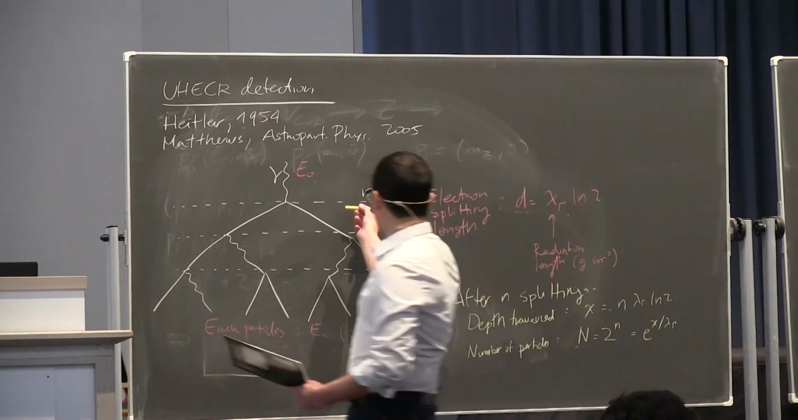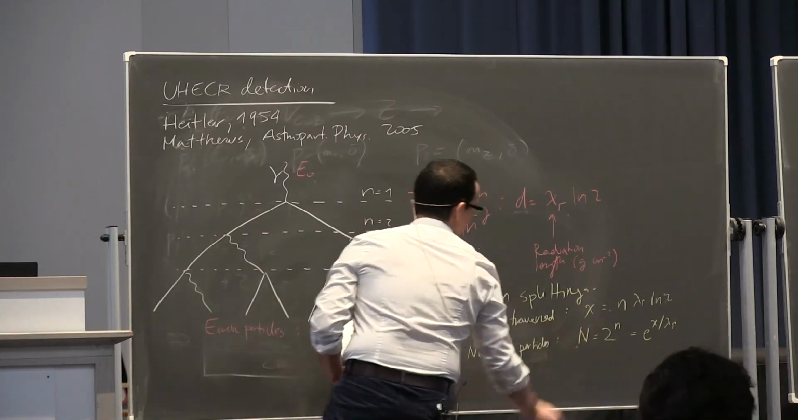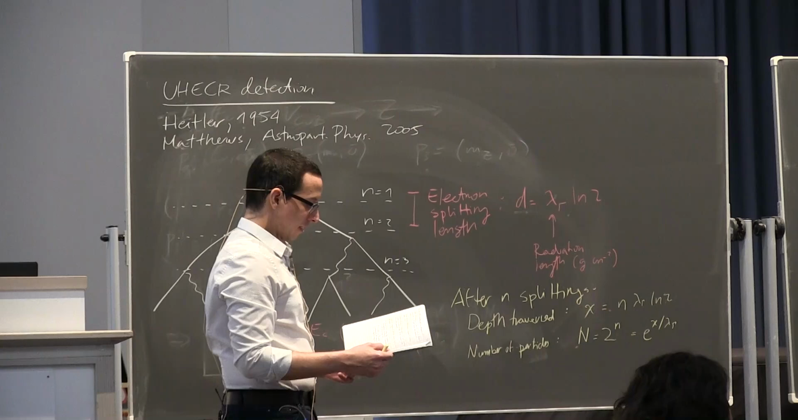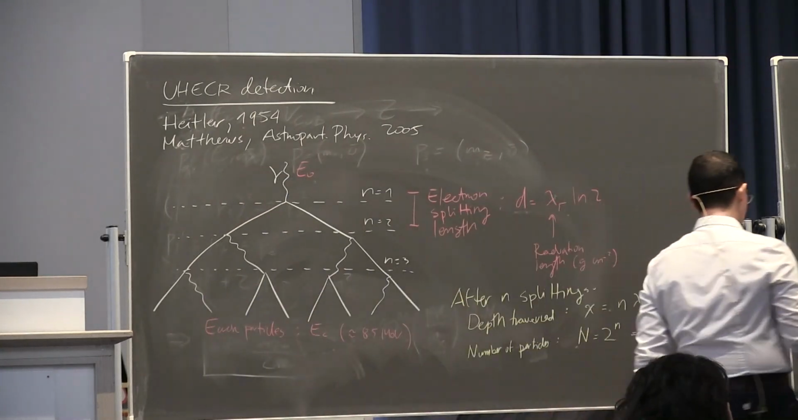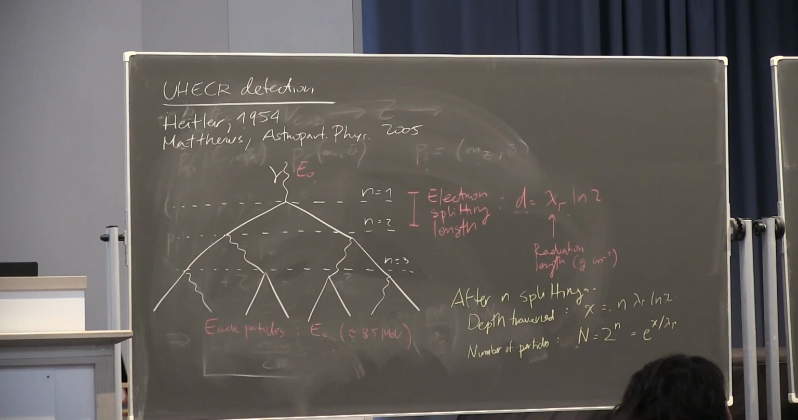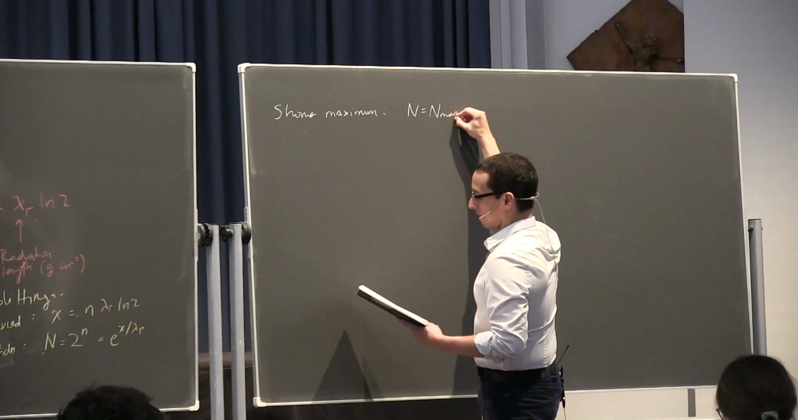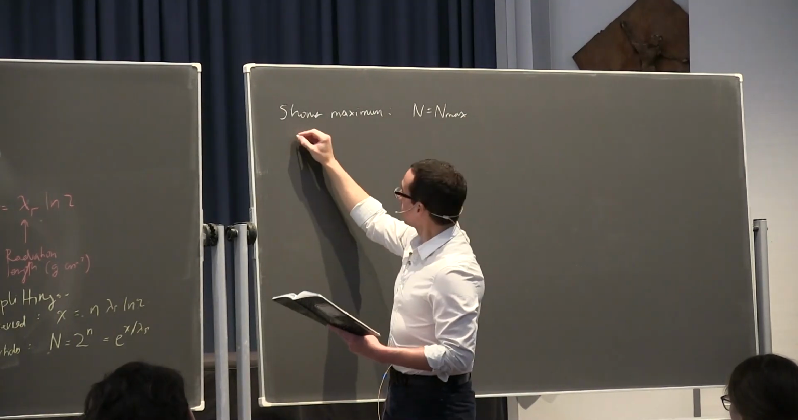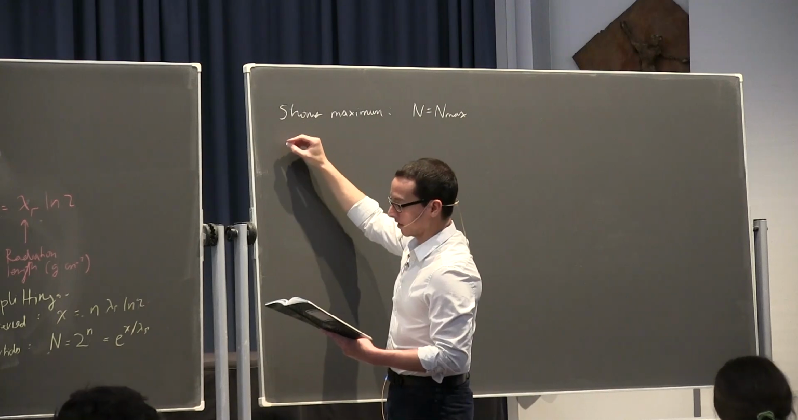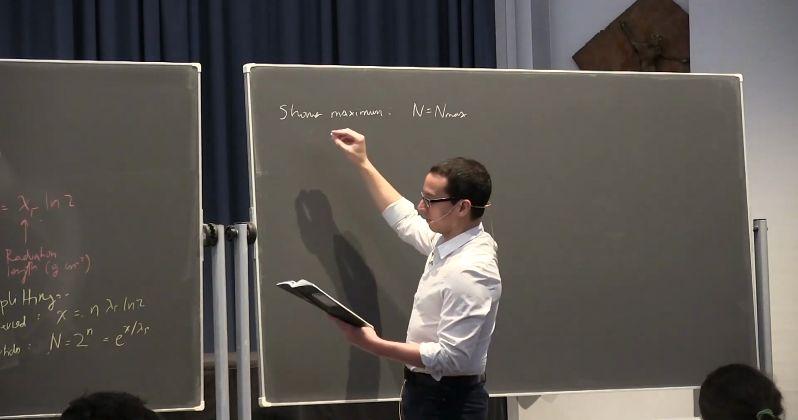So at each level we're splitting in 2, that's where the base 2 comes from. Okay, so then we want to find out what happens at the maximum size of the shower. So at shower maximum, when we have reached the most number of particles that we will have, the number of particles is n max, and each particle has energy of EC, the critical energy that I wrote over there.